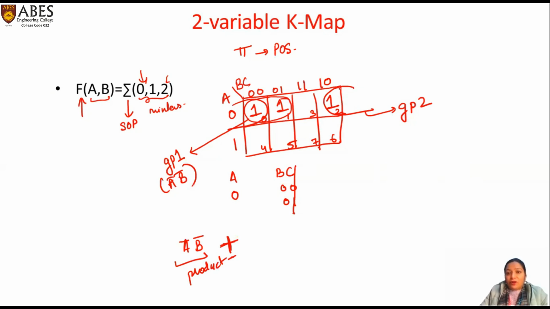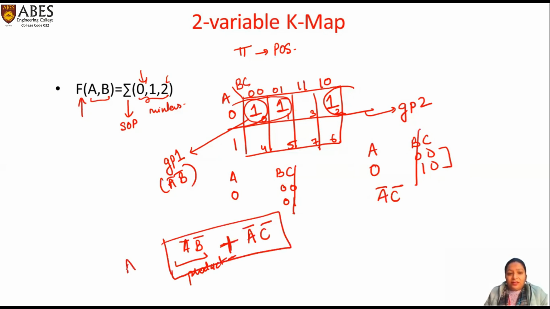For group 2 also, we can see that the A variable is 0 and BC is 0, 0 here and 1, 0 here. So we will cancel B and we will keep the C. So the pairing will be A bar C bar. So the final answer of this question is A bar B bar plus A bar C bar. This is one product term, this is another product term, and we have the plus sign here. So this is sum of product terms. I hope this is clear to you all.